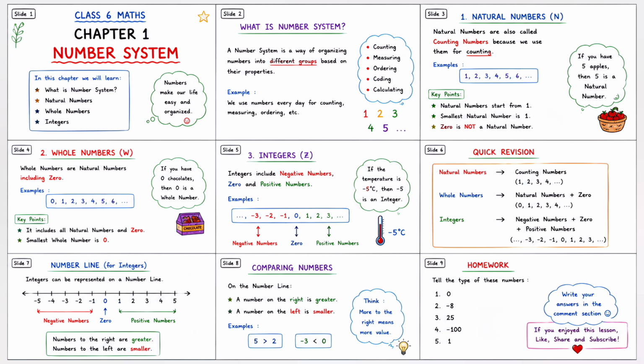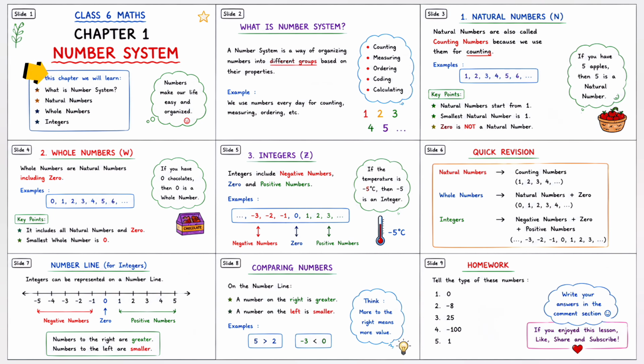Today, we are going to learn the first chapter of Class 6 Mathematics, Number System. Let's begin with a simple question. What is a number system? A number system is a way of organizing numbers into different groups based on their properties. In simple words, it helps us understand different kinds of numbers and where they belong.